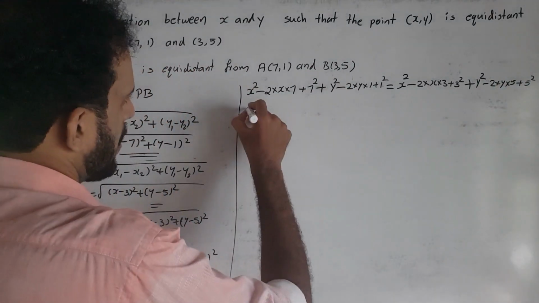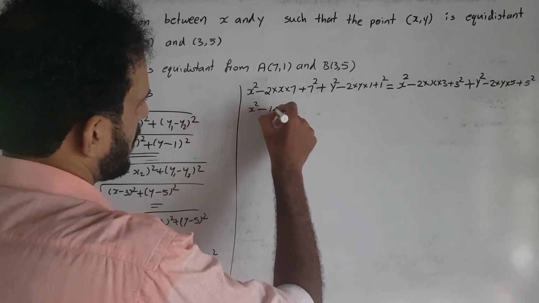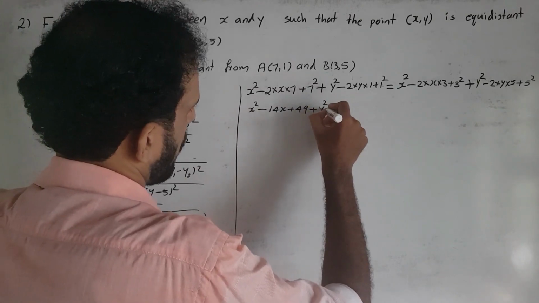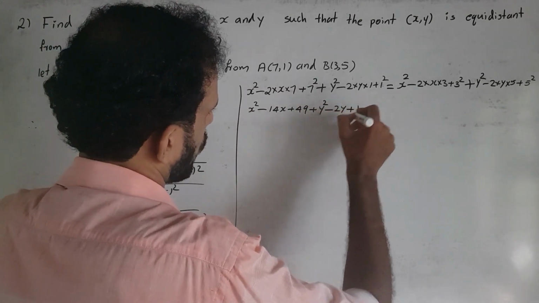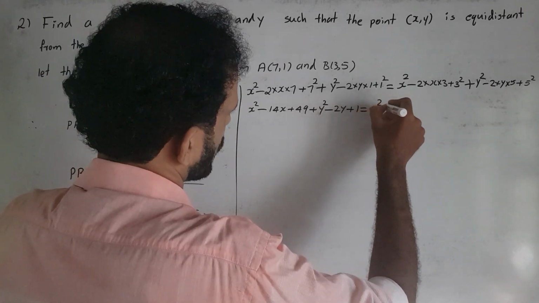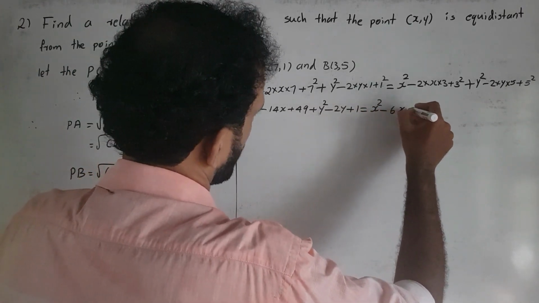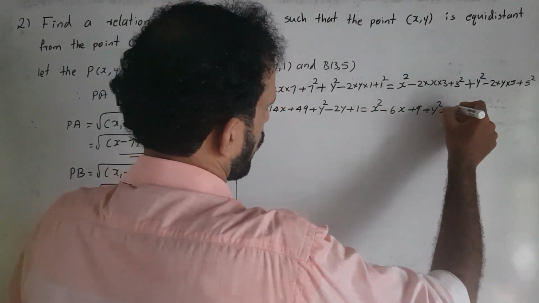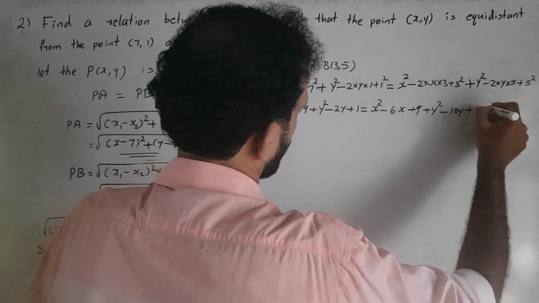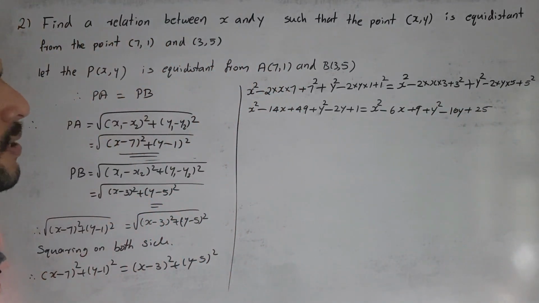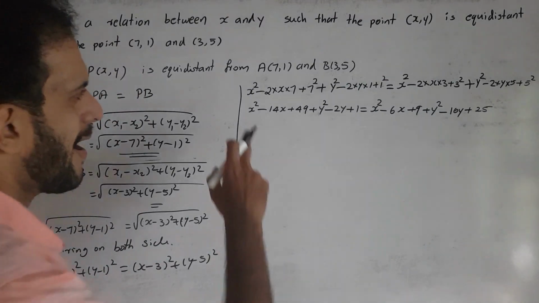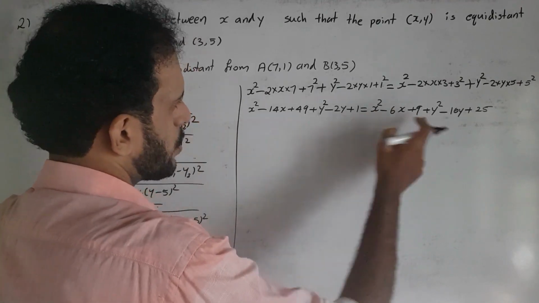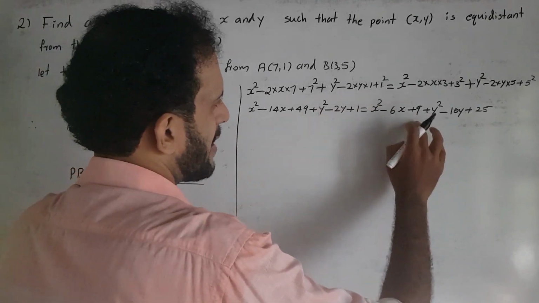Then x square minus 14x plus 49 plus y square minus 2y plus 1 is equal to x square minus 6x plus 9 plus y square minus, yes, 10y plus 25. Then is anything common on both sides of the equality sign? Yes, what are they? x square, the sign is also the same, correct? The x square is common and the sign is also the same. So if you transpose, then it becomes minus x square.